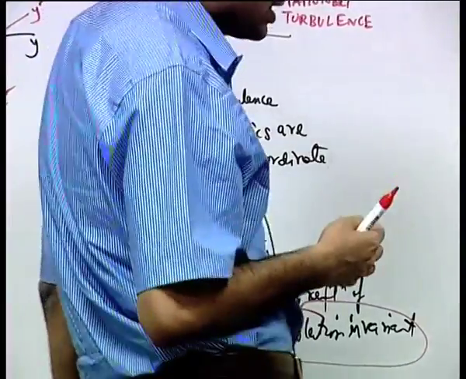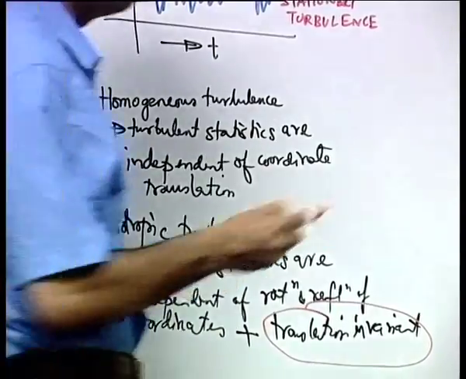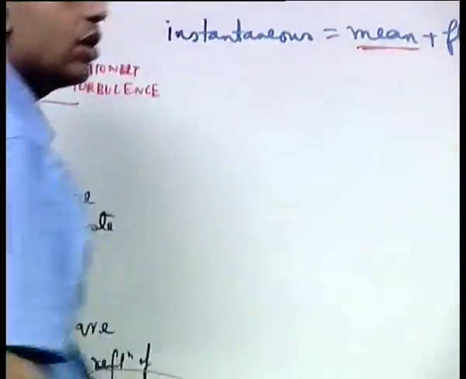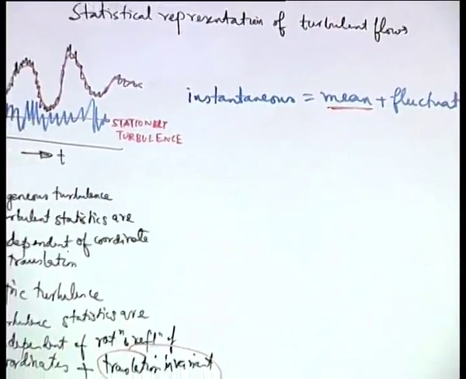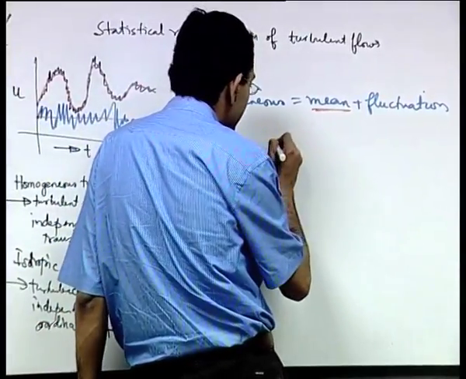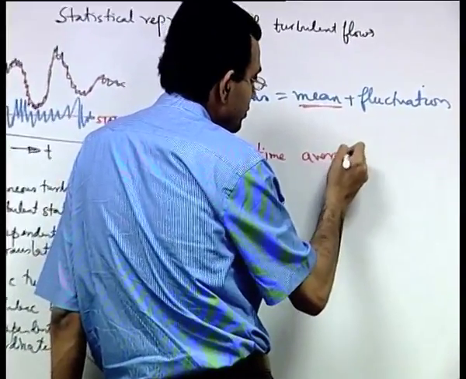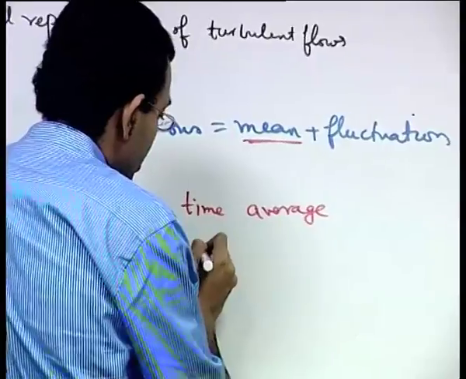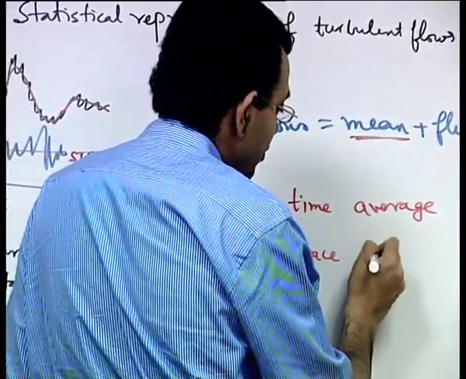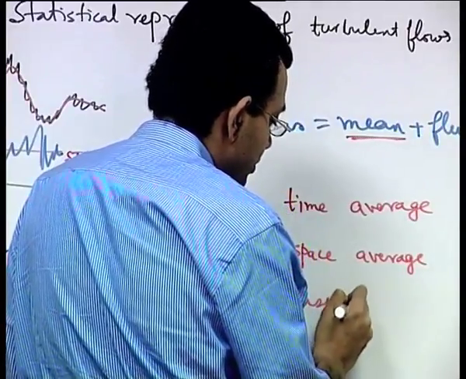Now, next is that we have talked about the average or the mean. The question is what type of mean or what type of average? There are different types of averages which are possible, and let us try to understand those. Those are called time average, space average and ensemble average.